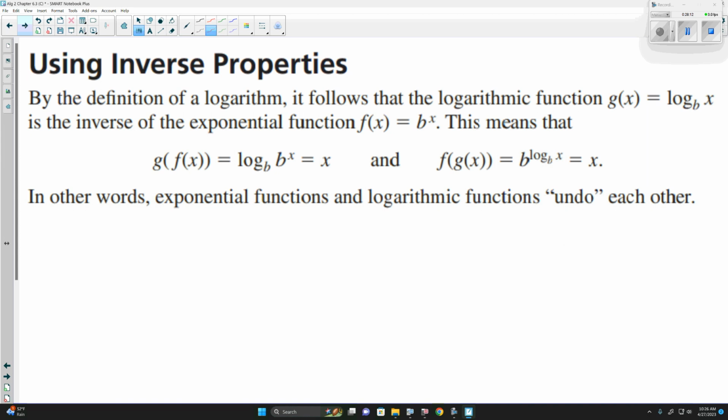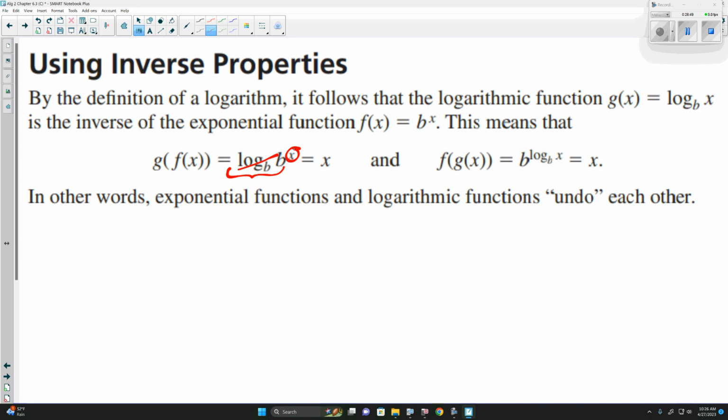Inverse property. So as I said at the beginning, logarithms and exponentials are inverses of each other. Now we can use this property here, log base b of b to the x is x, and b to the log base b of x is x. So here, b to the log base b of x simplifies out, leaving us with our exponent. We kind of saw it earlier. Log base 4 of 4 to the third was 3. The b and b simplified out, leaving us with the 3.